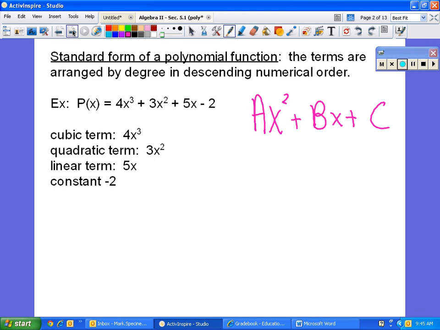The other piece of information you should be aware of is we do have special names for certain terms. I mean, certain degrees, I should say. We have a linear term. That means it's an exponent of 1. And if you think about, if I were to graph this, 5x plus 3, what would I get? What would I get if I graphed that? What would my graph look like?